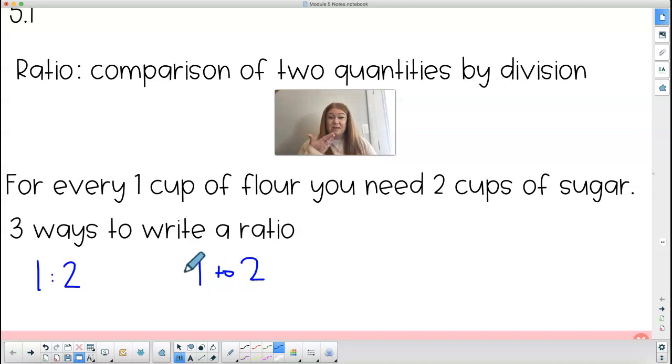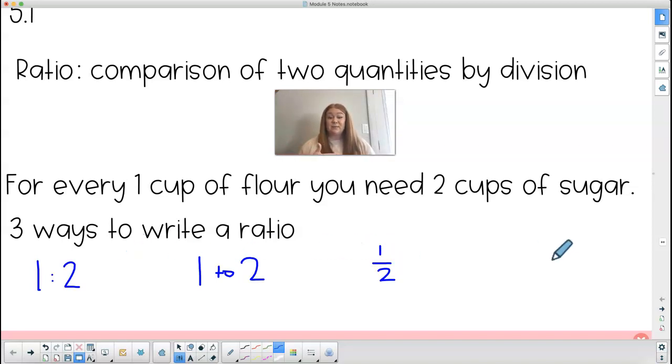So this is what we say. We don't usually write that because it takes the most time. This is pretty common, 1 colon 2. This is what we say out loud. It's usually not what we write. And we can also write it as a fraction, 1 to 2. This is what I will be using a lot. It's probably my favorite way because it's a strategy I'm going to be using later to solve some other problems. So I like to use the fraction to write it as a ratio.